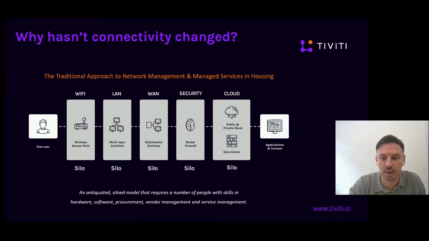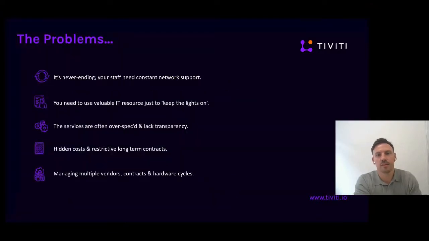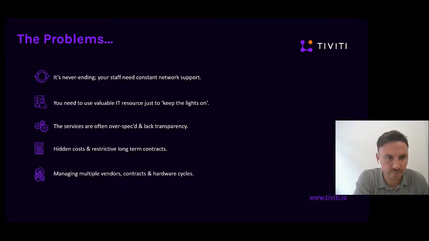And let's just dive into what, I guess, some of the challenges that type of scenario can cause on internal IT resource. So, it's never ending. Obviously, when you're managing multiple vendors, multiple different types of kit, your staff may need training. There are resourcing issues that you need to consider. There's leave you need to consider. The network constantly needs internal network management support. BAU activity, adds, moves, changes can all start to compound, particularly across a relatively large estate, as often is the case in social housing. You need to use valuable IT resource. We used the phrase before, just to keep the lights on.